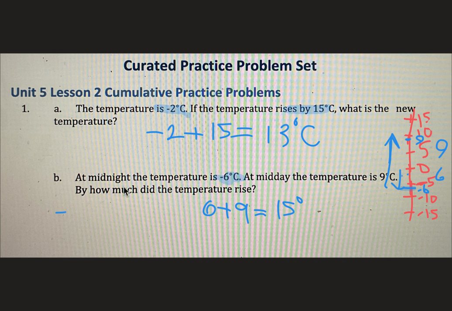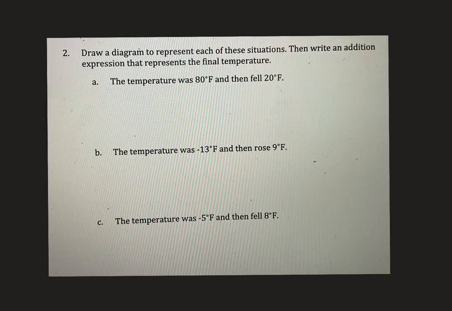Another way you could write that equation is -6 plus the unknown is equal to 9 degrees, and then you would solve it by adding the 6 plus 9. But in the end, our final answer is that there was a 15-degree temperature rise. All right, draw a diagram to represent each of these situations, then write an addition expression that represents the final temperature. So we need two things, an expression and a diagram.